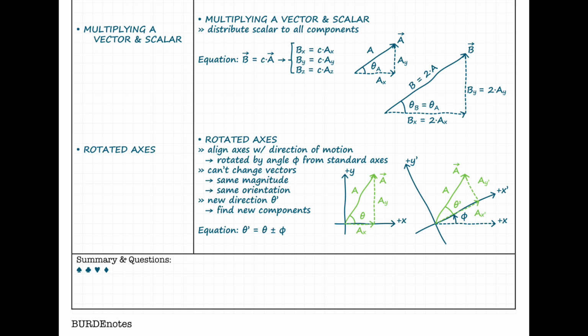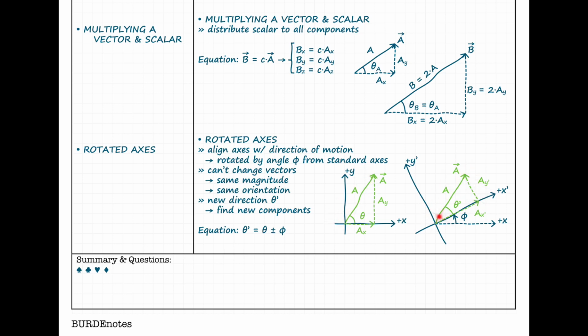What changes with the vector is that it has a new angle, theta prime, that is measured relative to the new axes, as opposed to its original angle, theta, which is measured relative to the original axes. So if you need to find the components of a vector from rotated axes, or if you have the components of a vector from rotated axes and you need to convert those back to standard axes, what you need to do is find the magnitude and the direction in either coordinate system. The magnitude is going to be the same for both. So once you have the magnitude, you know what that is.